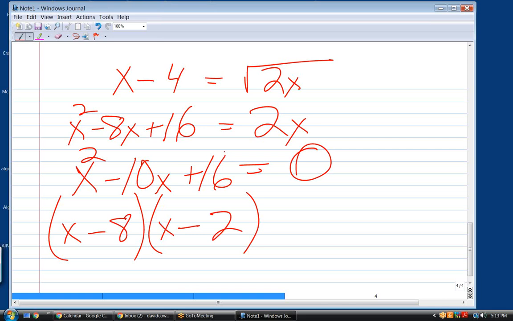The third step is to find factors of 16 that either add or subtract. If that's a positive, they have to add to this number. If that's a negative, they have to subtract to that number. Okay? And since that's equal to 0, what are my solutions? Positive 8, positive 2. Check both solutions, make sure they work.